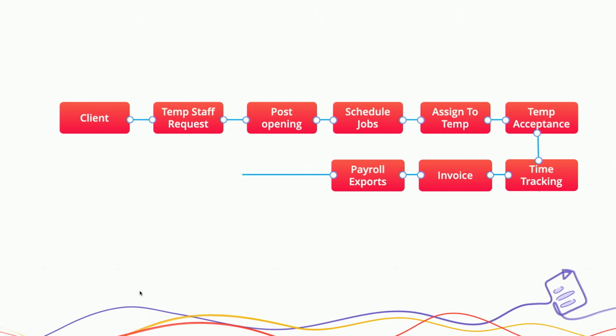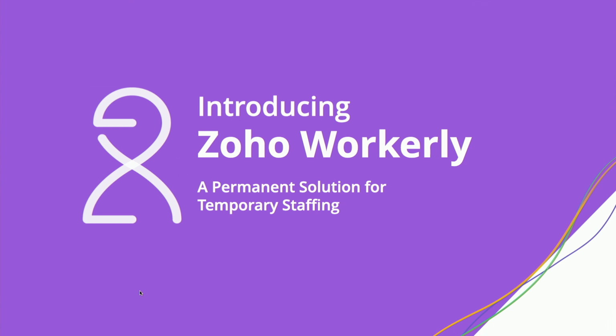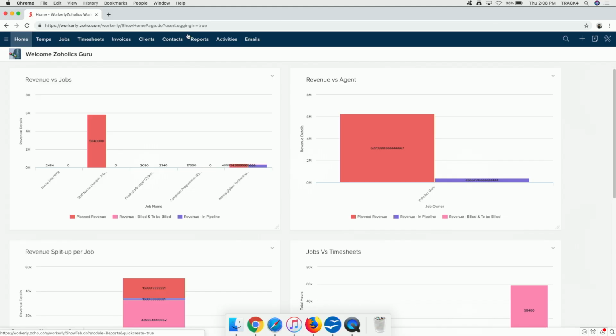So what did we do? We said we'll introduce a product called Zoho Workerly. This is, as we call, the permanent solution for temporary staffing. Does it look familiar, guys, for those who have used Recruit? Pretty much, yeah. It is actually built on the same framework. And as you can see here, there are a few tabs. It starts up with the dashboard.